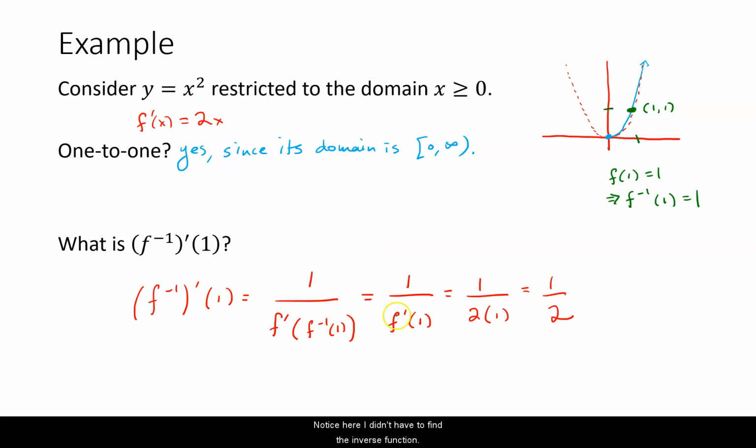Notice here, I didn't have to find the inverse function. Of course, that would be an alternate way to do it. In this case, finding the inverse of x squared is pretty simple because you can just take the square root. In other cases, though, it might not be so simple. And so actually going through and constructing the inverse function may not be necessary, and it may be more work than it's worth.